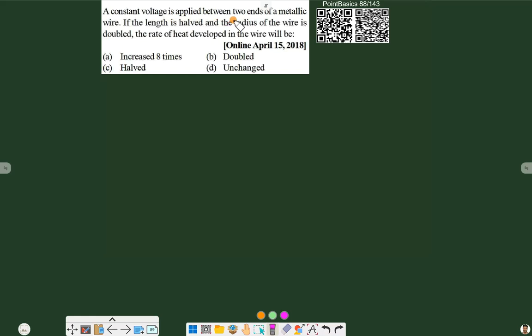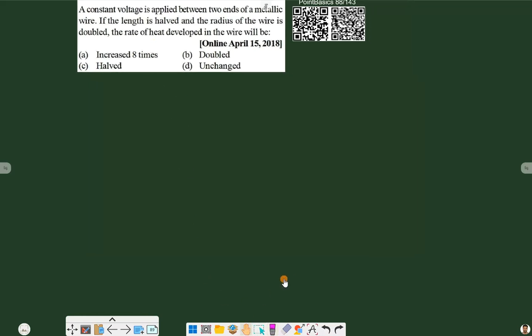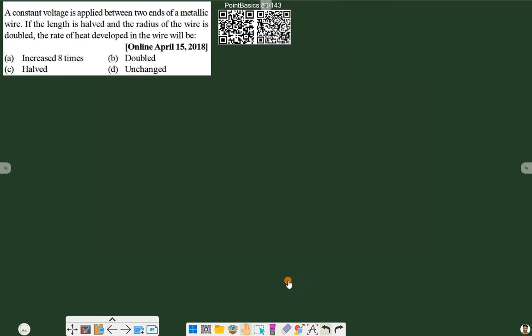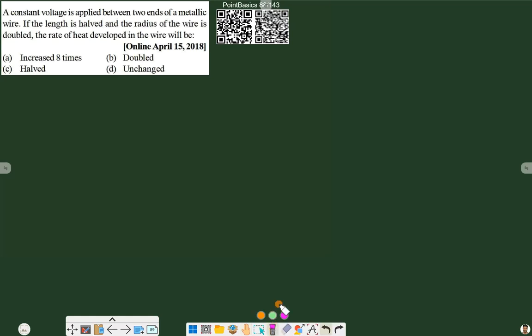A constant voltage is applied between the two ends of a metallic wire. If the length is halved and the radius of the wire is doubled, find the rate of heat developed in the wire. So let's slide the question slightly. Now we will solve this question in two parts. First, the original wire. In case of the original wire, our resistance is R node, length of wire is L node, and radius of wire is r node.